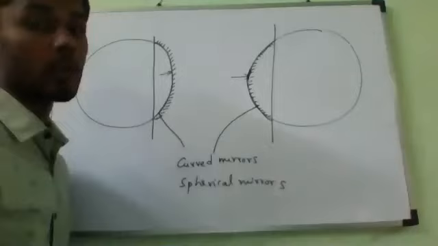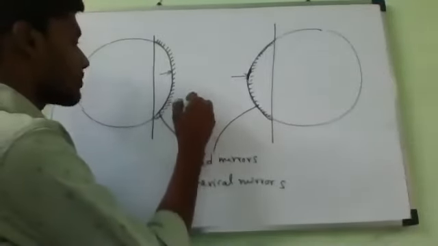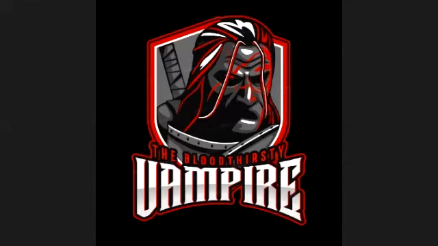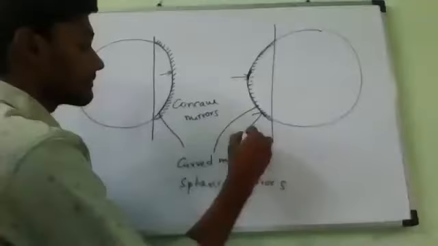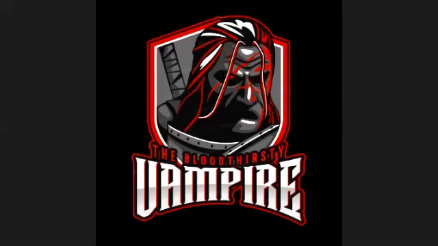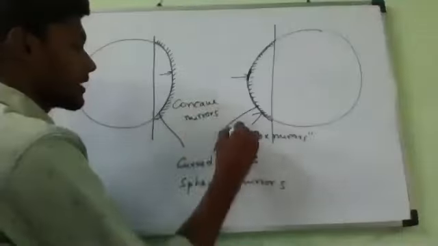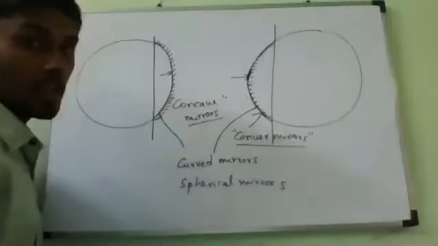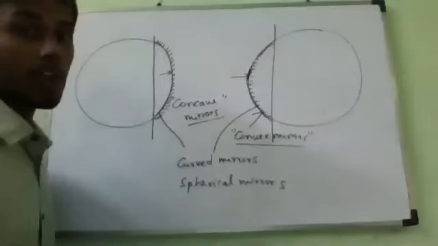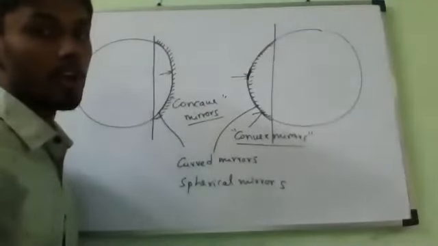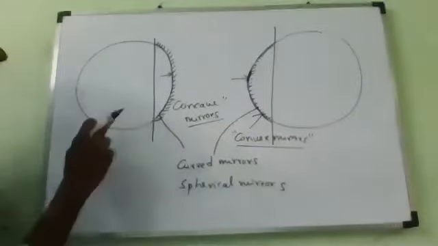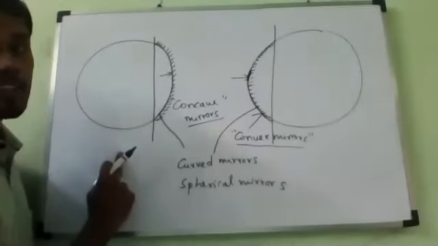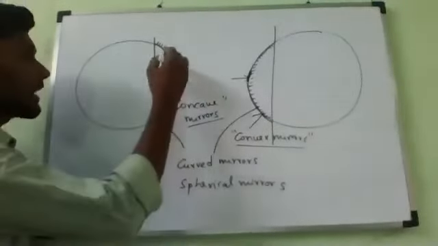These mirrors are of two types. One is concave mirrors and the next one is convex mirrors. Understand? Now let us start with concave mirrors. A concave mirror is a spherical mirror in which the reflection of light takes place at the concave surface.